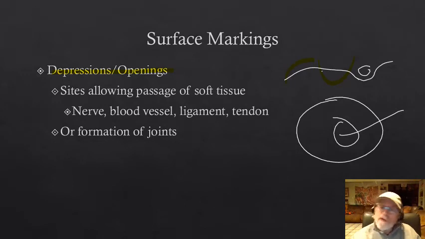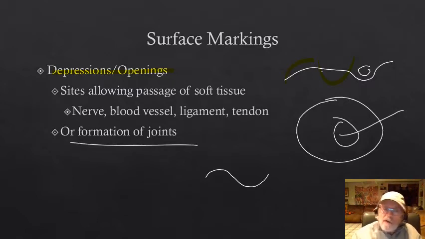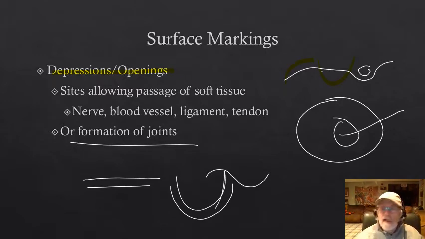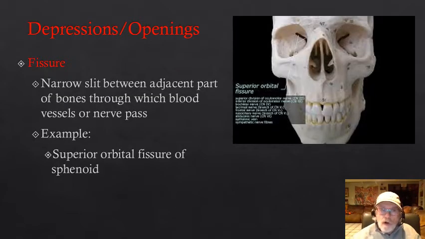We could also have depressions on a bone because it allows in the formation of a joint. In other words, I don't want a joint that's perfectly flat, because it's not very stable. I might want something that fits inside of a trough or a hole or a socket, like we see in the hip or in the shoulder a little bit. So we have these depressions that allow things to pass through them, or help in the formation of joints. Let's talk about what some of these individual depressions or openings are.